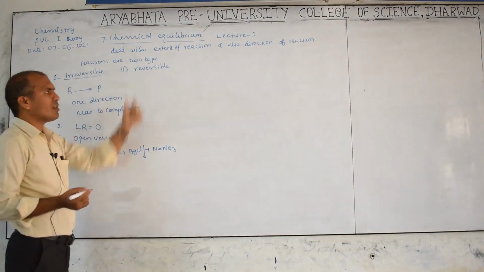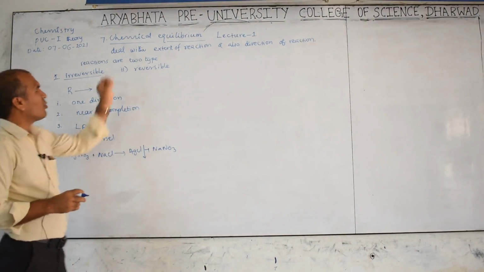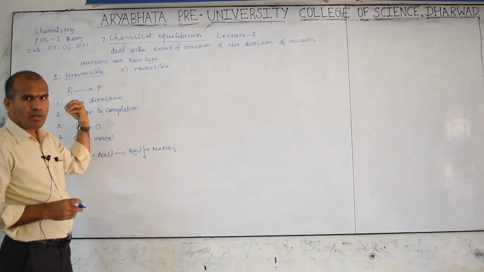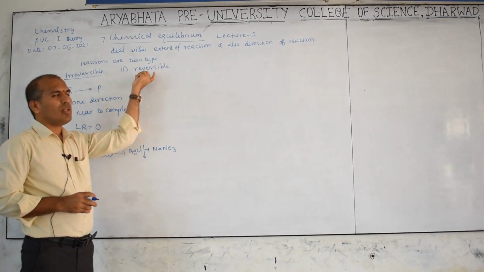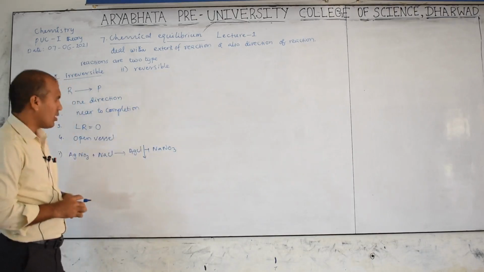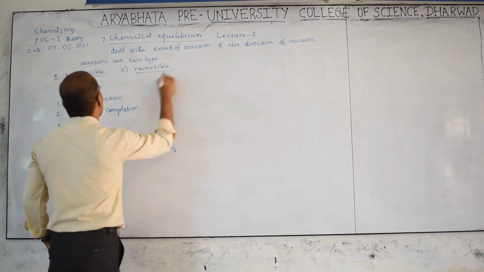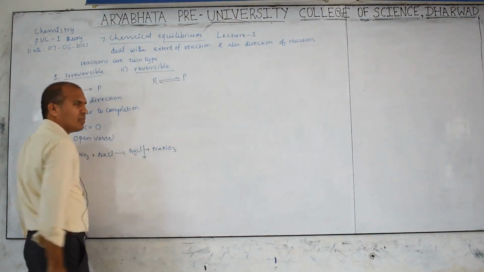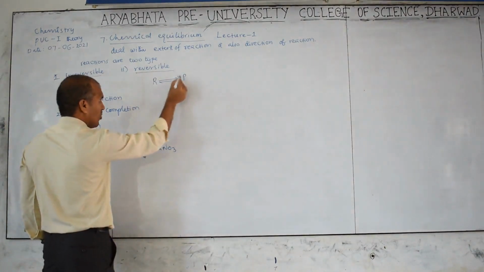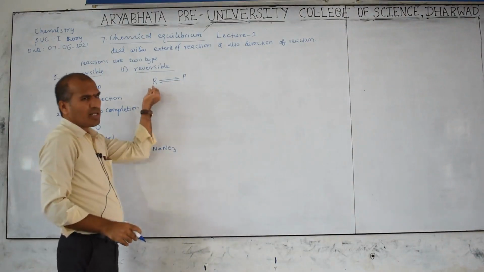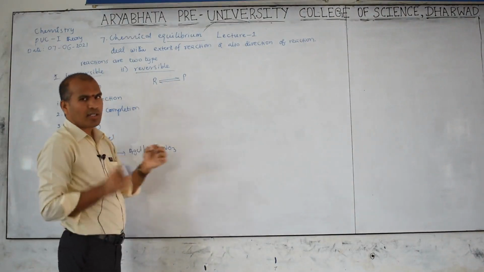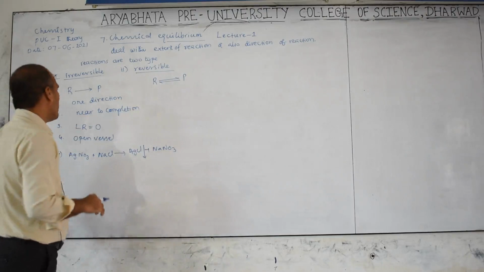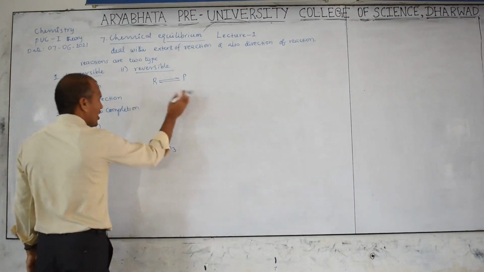Next, the reversible reaction. Now we are discussing chemical equilibrium. In that, the irreversible part is negligible; the most important part is the reversible reaction. In a reversible reaction, reactant converts into product and product converts into reactant. This is called the equilibrium symbol. This type of representation is called a reversible reaction. So here one direction, there both directions.